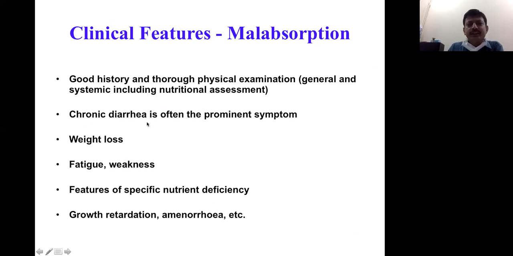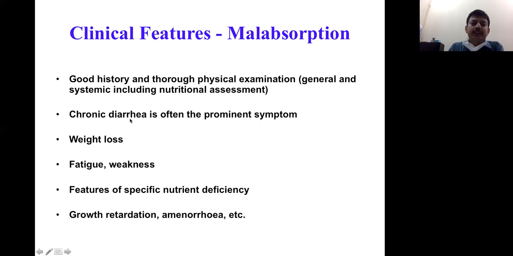Now, chronic diarrhea is often the most prominent symptom in malabsorption, but please remember that every patient with malabsorption does not have diarrhea. In fact, especially in celiac disease in adults, they are known to have what is called an atypical presentation, where many patients with celiac may not have diarrhea. So while diarrhea is an important symptom, every patient does not have to have diarrhea.